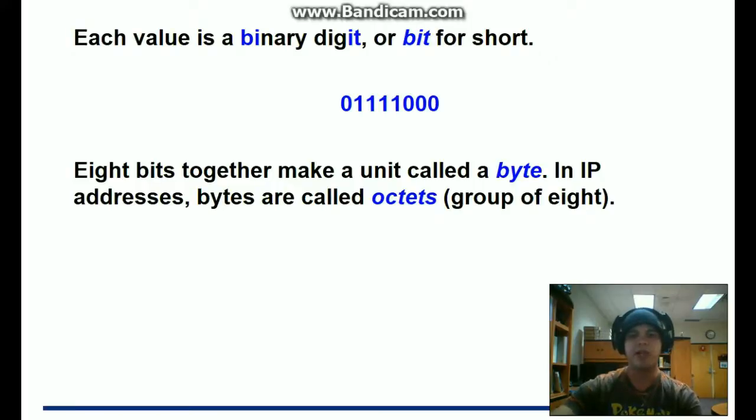So 8 bits are in a byte, and in an IP address, bytes are called octets. So a group of 8 bits equals an octet. When I say what is in the third octet, I'm talking about the third, let's say it's 192.168.1.60. When I say I'm talking about the third octet, I'm talking about the third string of bits. Okay?